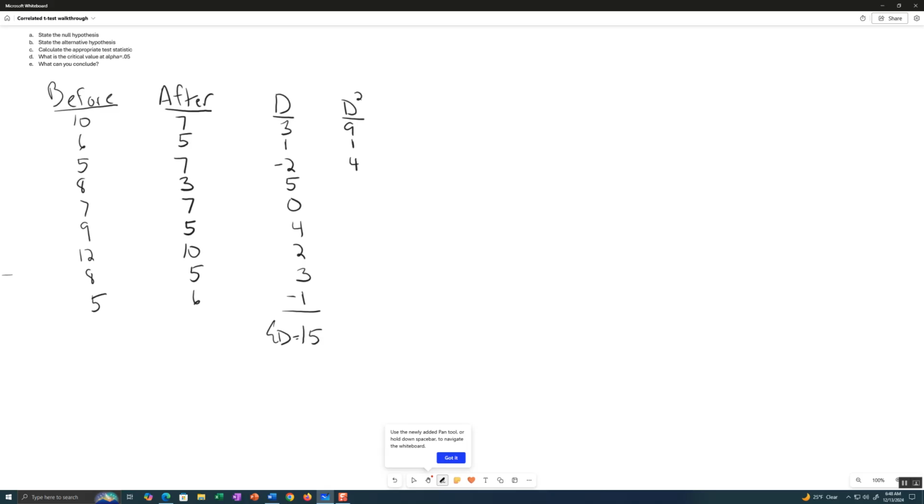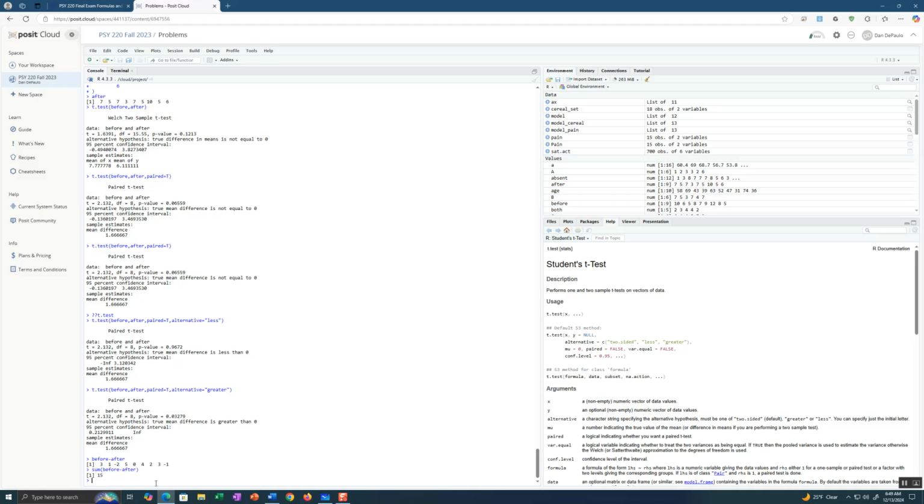9, 1, 4, 25, 0. So I'm just squaring the d column, which gives me all positive values. And then I'm going to get a sum of d squared here. So this one I definitely need to check because I don't want to do it in my head, although this could be easily done in my head here. 10, 14, 39, 55, 59, 68, 69. So I'm getting 69 in my head. Let's check it and make sure that's right.